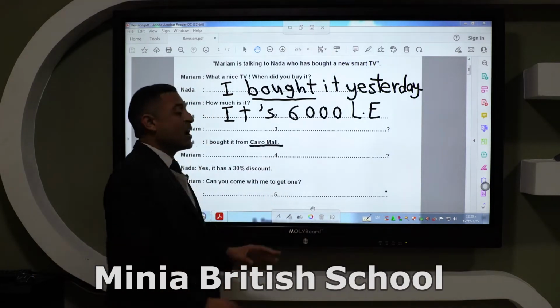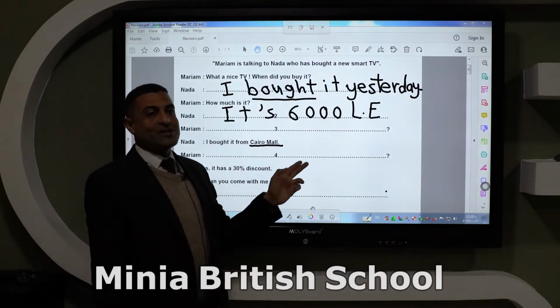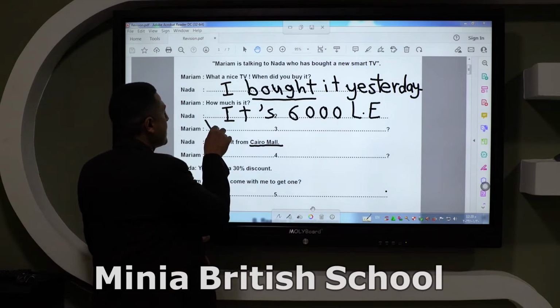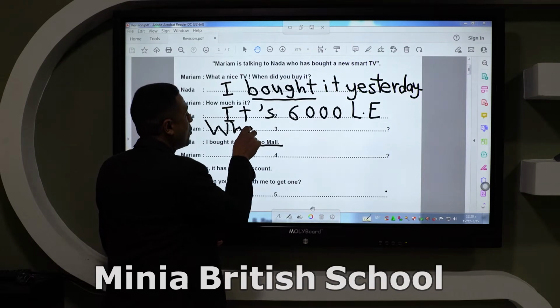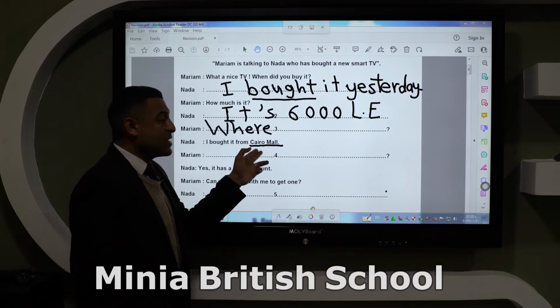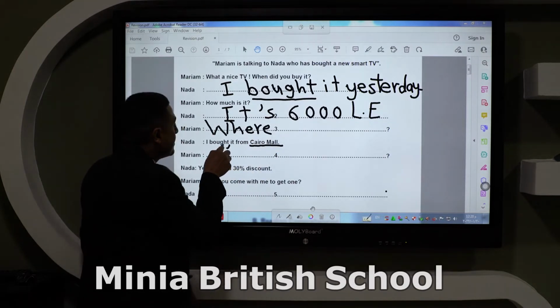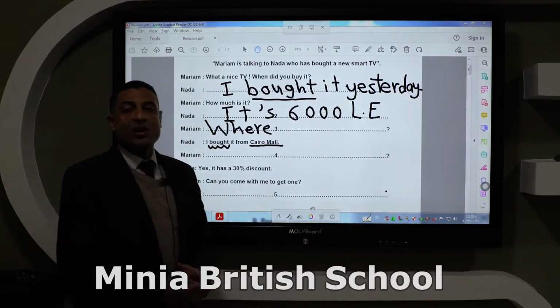So here I have a place. So my question should be where? I have to start my question with this word, where. So what can I use after where? Because here I am asking about the place. So here, the verb is already in the past form. So which word will I use after where?